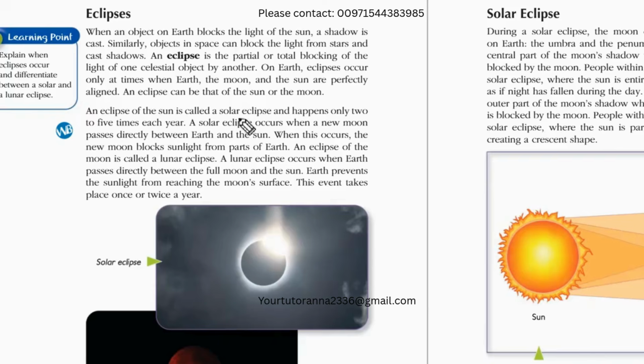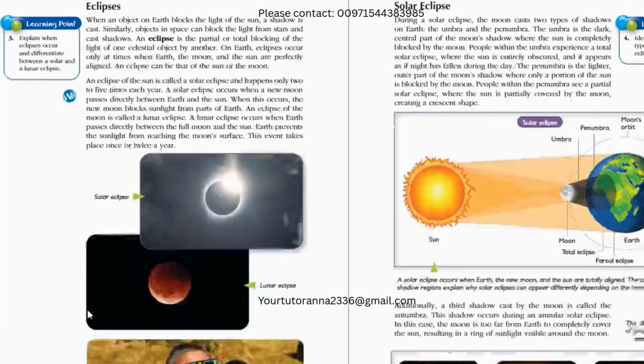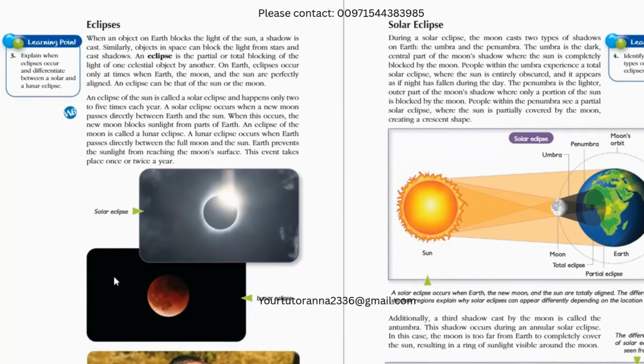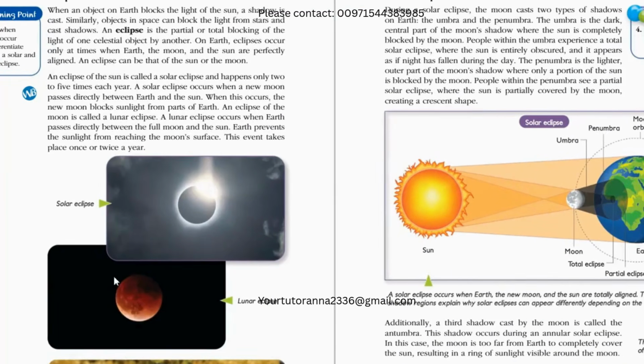An eclipse of the sun is called a solar eclipse and happens only 2 to 5 times each year. A solar eclipse occurs when a new moon passes directly between the Earth and the sun. For example, I hope there's a picture here so I can show it. Yeah, okay, here. So what happens on the Earth? An eclipse of the sun is called a solar eclipse. It happens only 2 to 5 times. A solar eclipse occurs when a new moon passes directly between the Earth and sun.